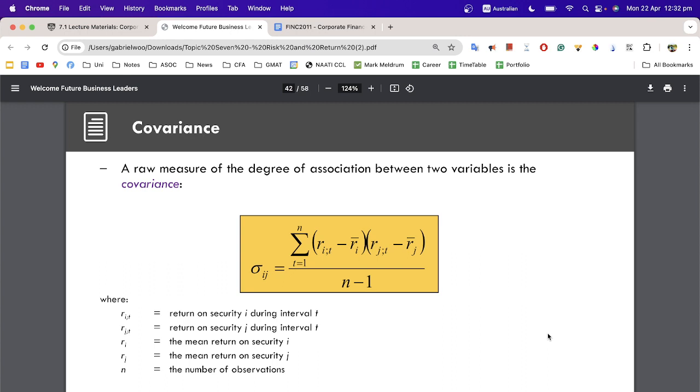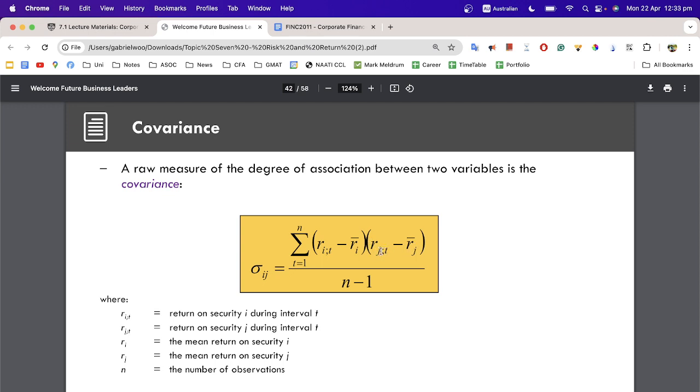In covariance, if covariance is positive, which means these two variables move together, when variable A increases, variable B also generally increases. When A decreases, B also decreases. So what covariance only tells you is the direction these two variables move together. So here's how you calculate that. You take the return on security I during interval T minus the mean return for I multiplied by the differences.